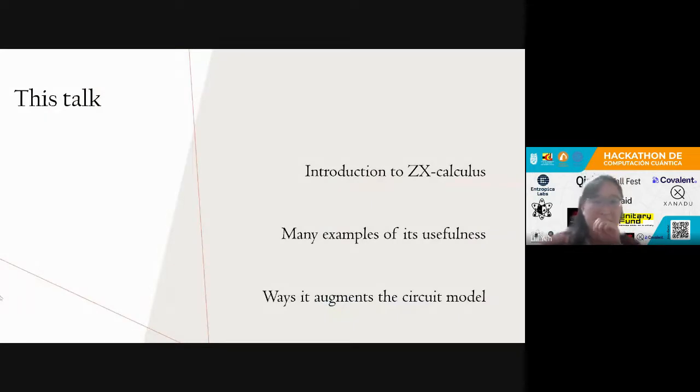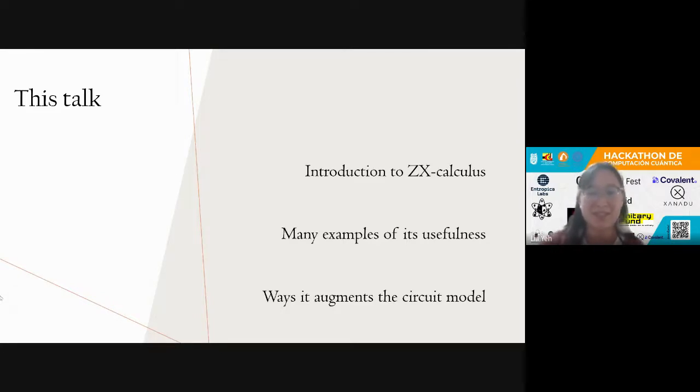In this talk, I'll focus more on the quantum computing applications of the ZX calculus, and just start with the more basic stuff of seeing it in action. But there are a lot of research applications. There are over 100 research papers on the ZX calculus, which you can see on the website of the ZX calculus. But we won't get into all of those today.